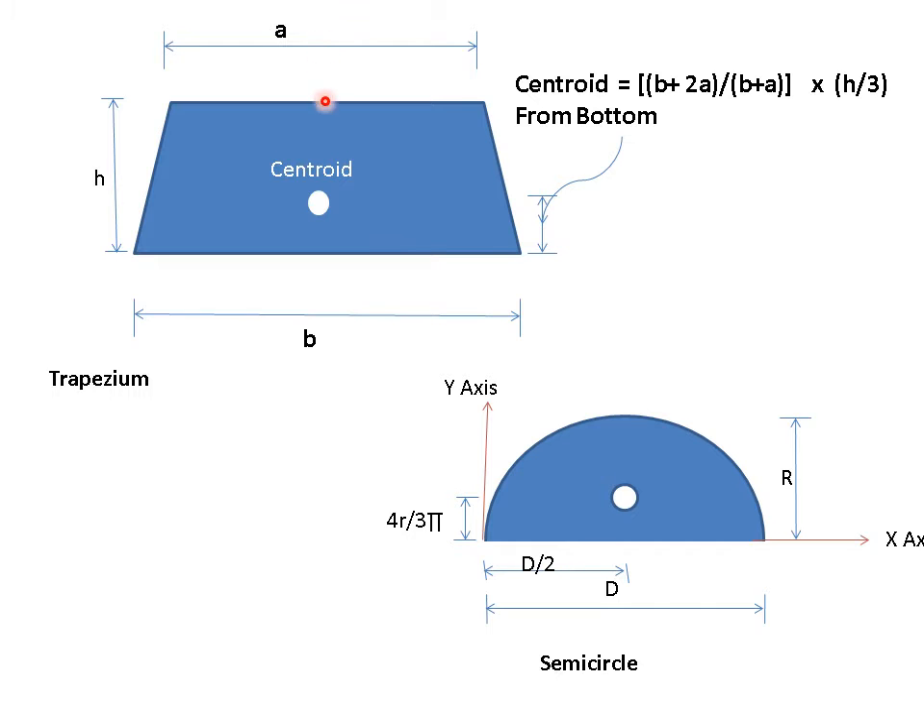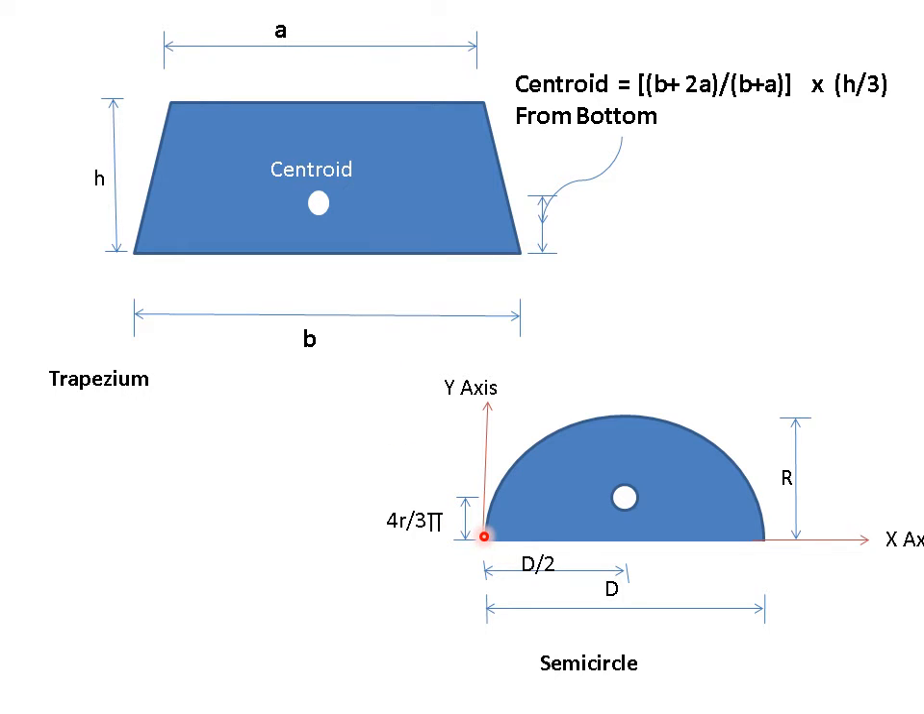Again, if you draw a center line from this, you will get centroid will lie at the center of the base, that is B by 2. So centroidal axis will be at B by 2 from extreme left hand, but along y-axis it will lie at a distance (b plus 2a) divided by (b plus a), the whole multiplied by h by 3, and this point is called as centroid.